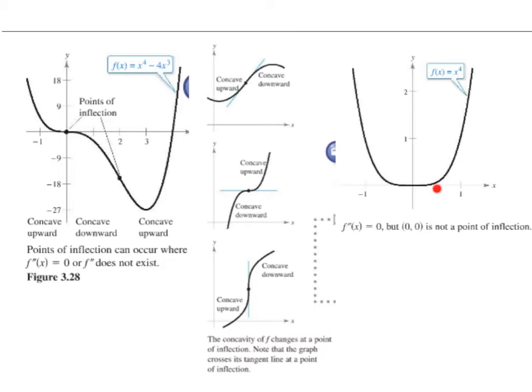Now, you can see here that the second derivative of this function at 0 is 0. But 0 does not change concavity. So it is possible that you could find a critical point, but it failed the second derivative test.